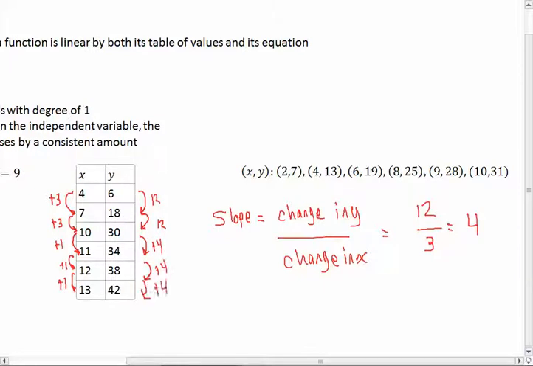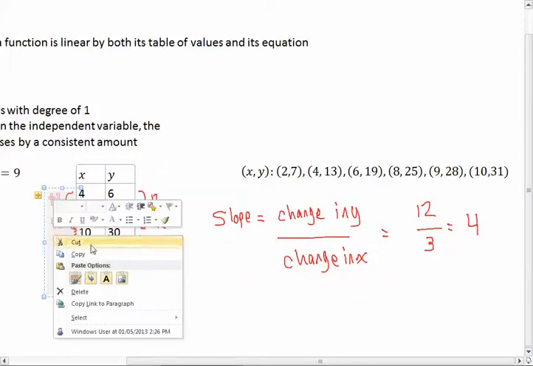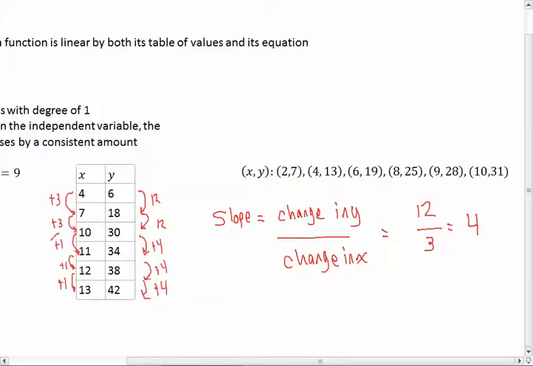And just to blow your guys' mind, take a look here. What's 10 plus 3? Okay, so if I added 3 here, I get 13. And what's 30 plus 12? 42. So it matches up perfectly. Okay? So this is what we mean. So this does represent a linear function.